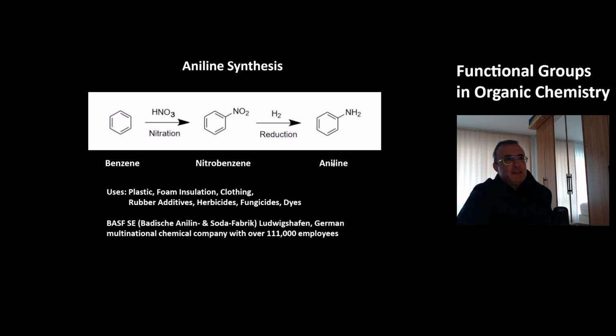And you can see the importance of aniline because it has made it into the name of a big German chemical corporation, Badische Anilin Soda Fabrik, BASF. It's a giant corporation with over 111,000 employees.